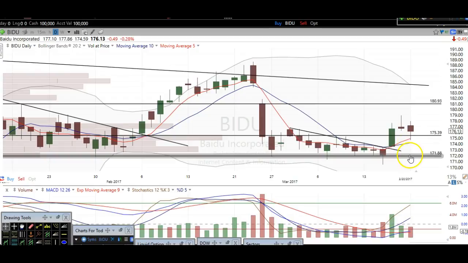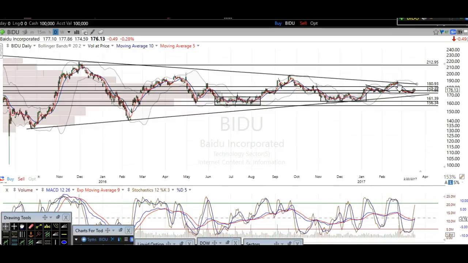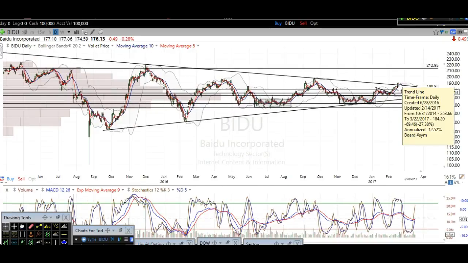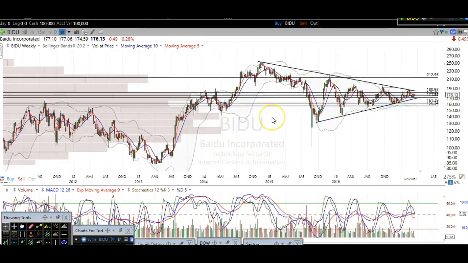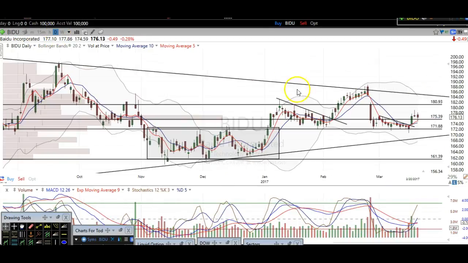So we'll see if this pushes through, but definitely looking good for some higher prices in the near term on Bidu. We've got next resistance levels up here at about 181, up to this major downtrend line, and this is the weekly chart now, going back all the way to 2014. You can see this downtrend line right there, and that's coming up just above us. So definitely something to be aware of here on Bidu.